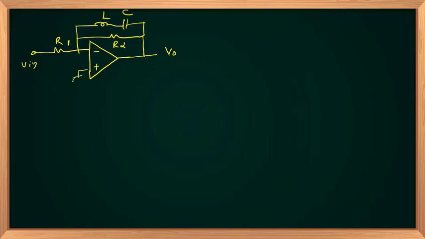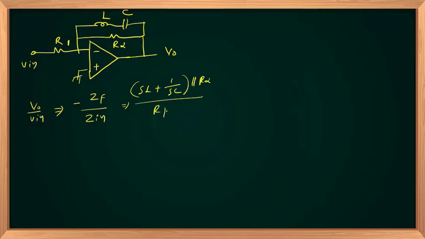And positive input is grounded. Here, the magnitude of the voltage gain is nothing but minus ZF divided by Z1. ZF is a parallel combination of the LC series circuit and R2. So we'll have (sL plus 1 by sC) in parallel with R2, divided by R1, with the negative sign. Identifying this transfer function and rewriting it to identify the behavior with respect to omega will take time.